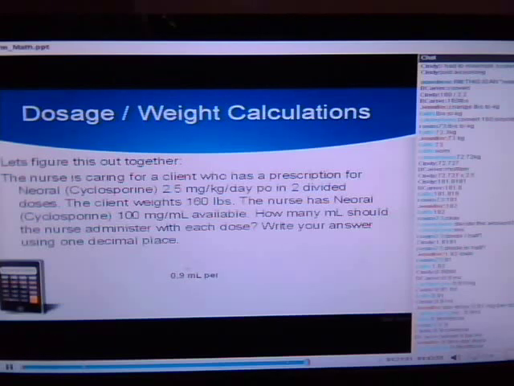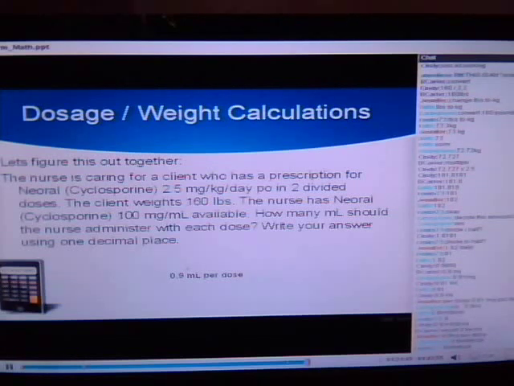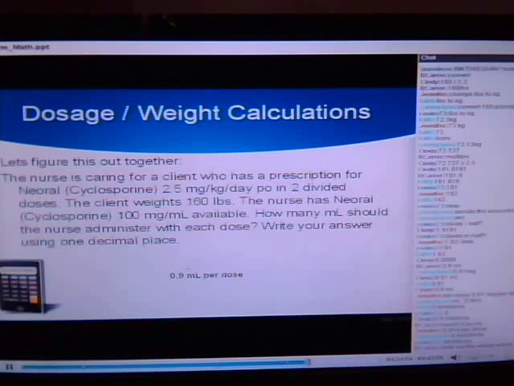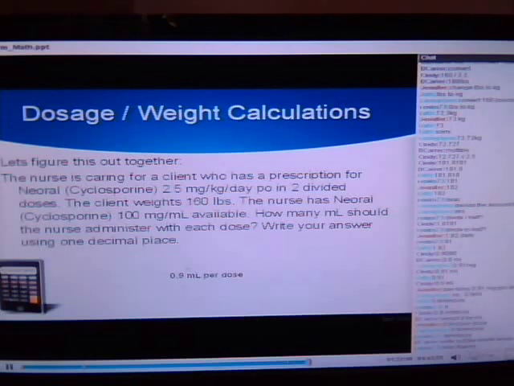And always write out what the NCLEX is asking. How many milliliters should the nurse administer each dose? So you want to write 0.9 milliliters per dose. This is the correct answer. Not 0.9 mLs. Not 0.92, because it said 1 decimal place. You see how tricky these NCLEX questions are? You have to pay attention to each and every aspect of the question.